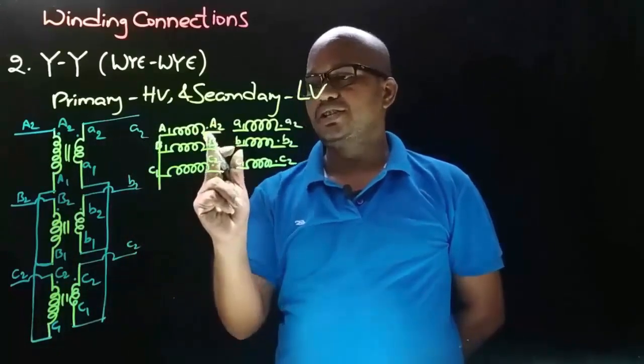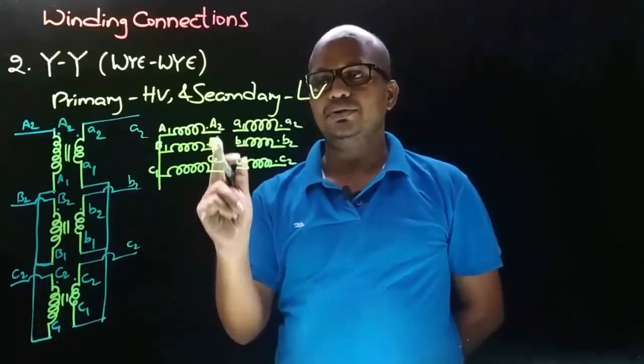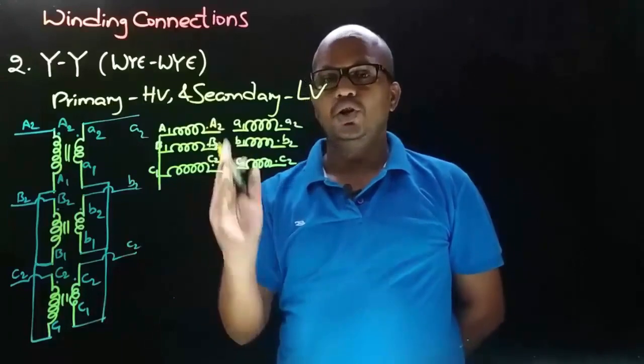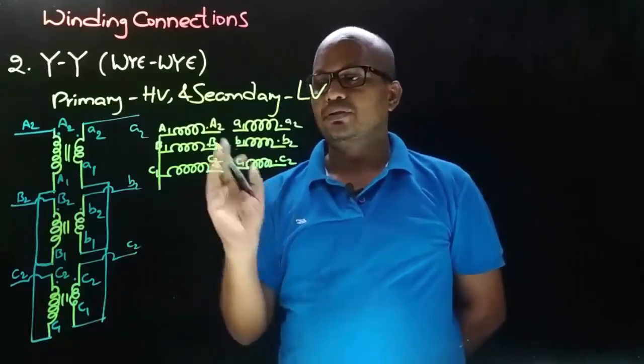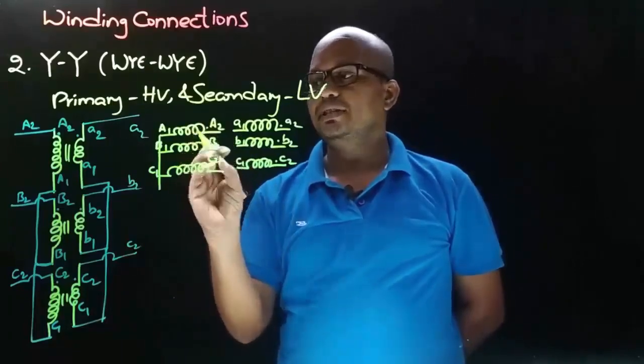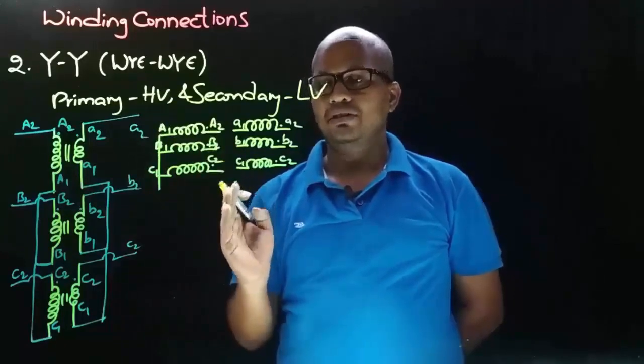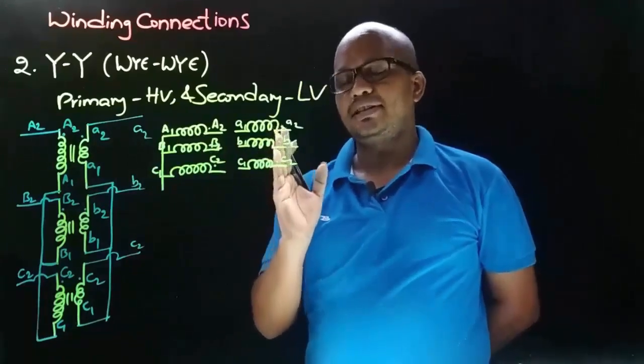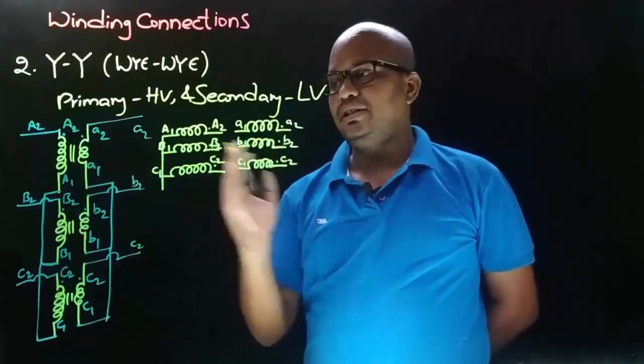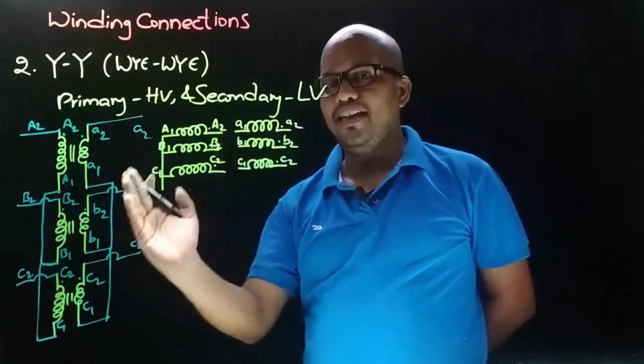And we are taking connections from A2, B2 and C2. That is, we are taking the connections from dotted end terminals. So this is how we obtain the star connection on primary side. Now let's obtain the star connection on secondary side. That is, let's obtain the star connection on LV winding.